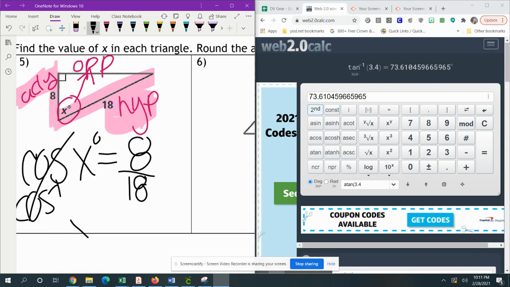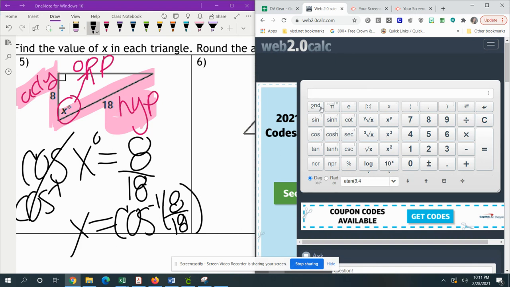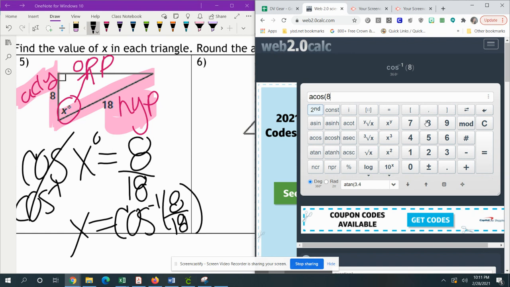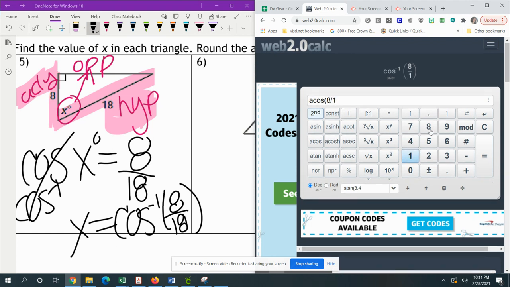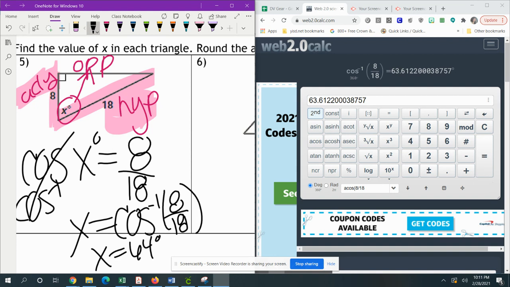So we use the inverse cosine to figure out what x is. That means we have to use inverse cosine of 8 over 18. So that's what I'm going to put here. Let me just delete this. So second, inverse cosine of 8 over 18. Enter. And that gives me 63.6, so that's going to round to 64 degrees. And that's it. So you use that one to find the missing angle.